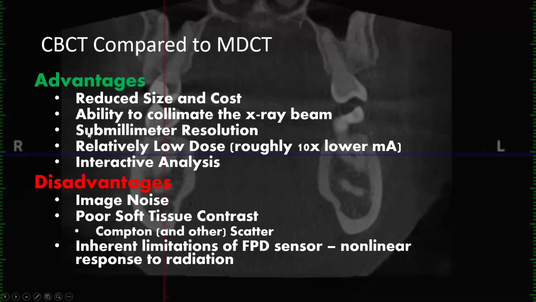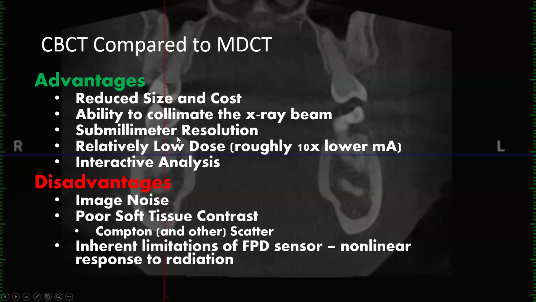And just like we talked about with collimating an X-ray beam, collimating the size is going to create a better image because you have fewer scattered photons reaching the sensor, so less noise. Relatively good spatial resolution, relatively low dose. I consider it about 10 times less dose than a comparable head CT. Largely that's because of the 10 times lower mA.